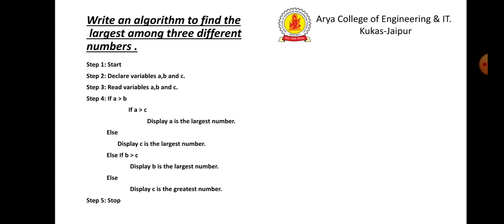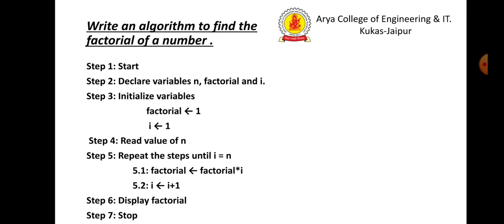Here is another example for the largest among three different numbers. Step 1 start. Step 2 declare variables a, b and c. Step 3 read variables a, b and c. Step 4 condition applied, in if and else form, and then step 5 stop.